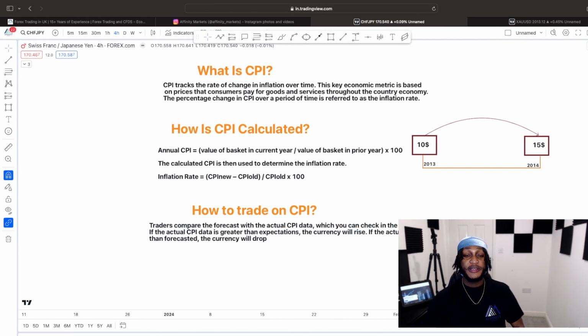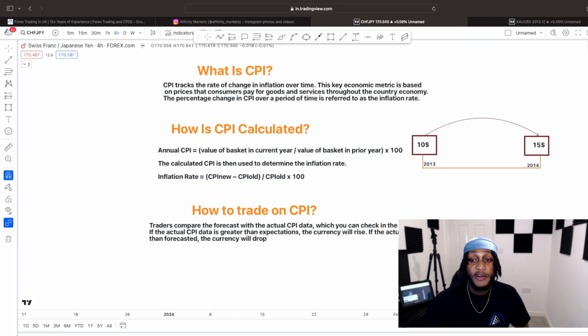CPI. What is CPI? CPI tracks the rate of change in inflation over time. The key economic metric is based on prices that consumers pay for goods and services throughout the country economy. The percentage change in CPI over a period of time is referred to as inflation rate.